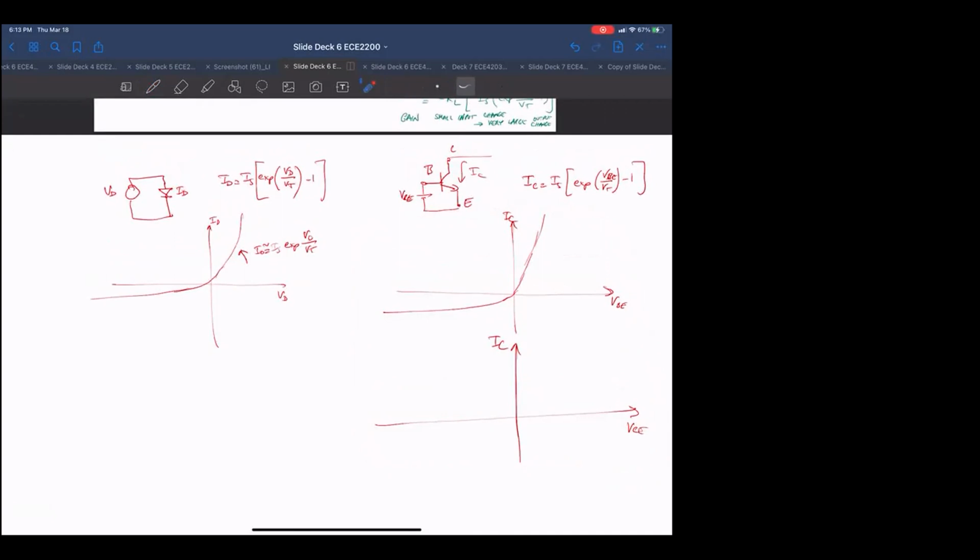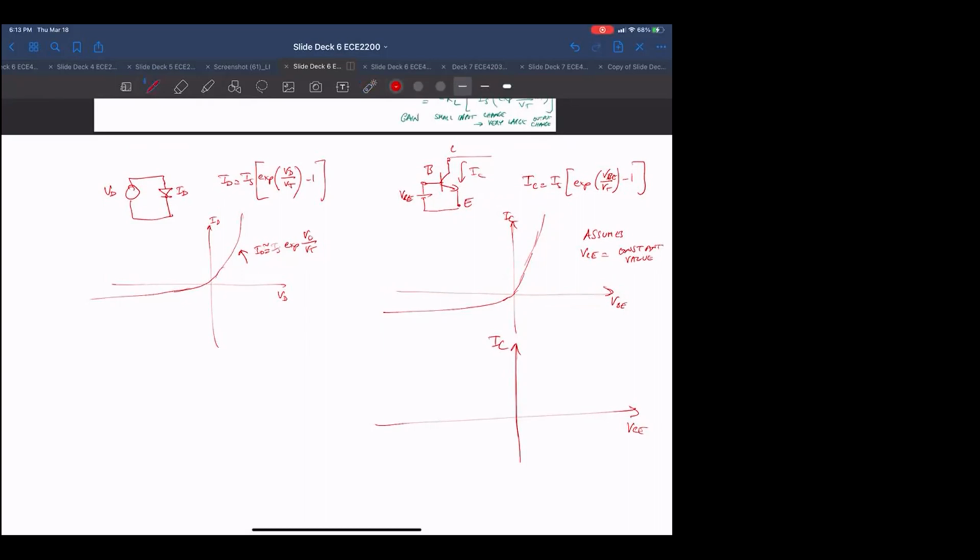So what we do is we draw the collector current versus the base emitter voltage, assuming that the collector emitter voltage is at a constant value. That means that theoretically, if the collector emitter voltage goes to another constant value, this curve might change somewhat. We won't talk about that right now.